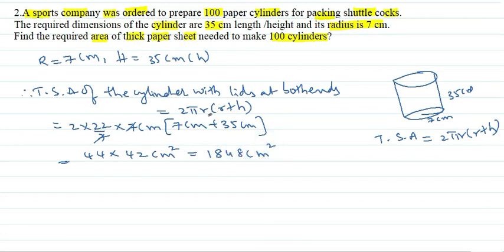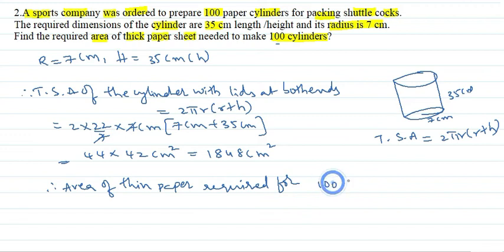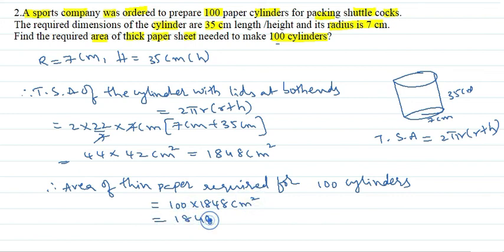Now we are going to find the area of thick paper sheet for 100 cylinders. Therefore, area of thick paper required for 100 cylinders is equal to 100 into 1848 centimeter square, which is equal to 184,800 centimeter square.